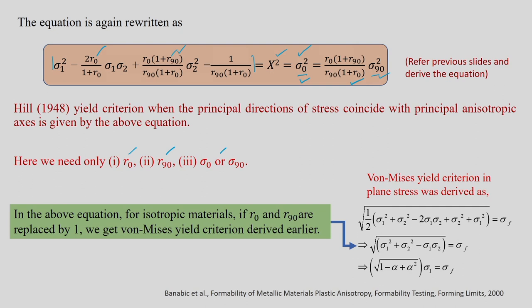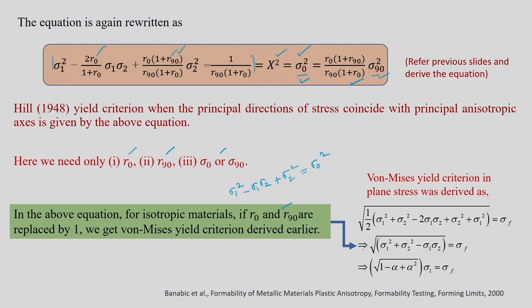equation, you replace R0 and R90 by 1. If you replace R0 and R90 by 1, what will happen? Sigma 1 square will come, minus R0 is 1, 2 by 2 will go off, sigma 1 sigma 2, plus, what will happen to this term? 1, 1, so it is going to be sigma 2 square, which is equal to what? Which is nothing but your sigma naught square, let us say.